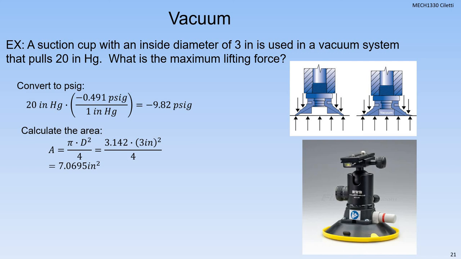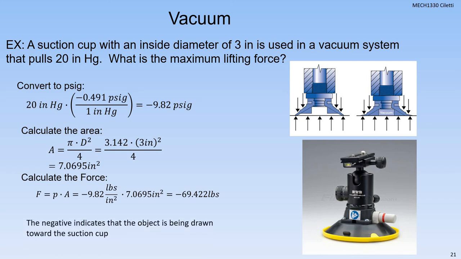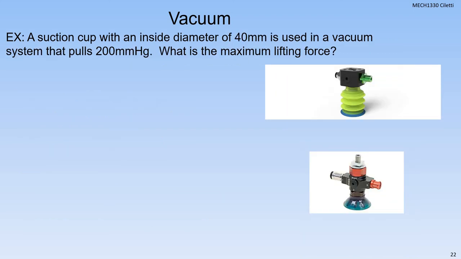As usual, we calculate the area, pi d squared over 4. Then force, which hasn't changed since chapter 2, is pressure times area. So now we take negative 9.82 pounds per square inch times 7.06 square inches, and we get negative 69.422 pounds. The negative should be significant for us. That should tell you that we are picking things up. The negative indicates that the object is being drawn towards the suction cup. So there's how we can calculate a vacuum.